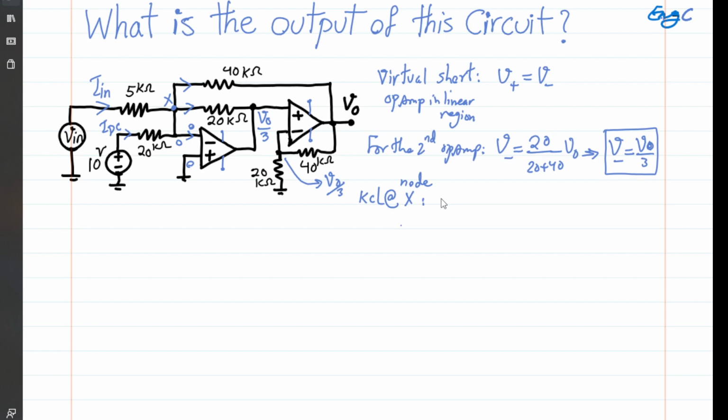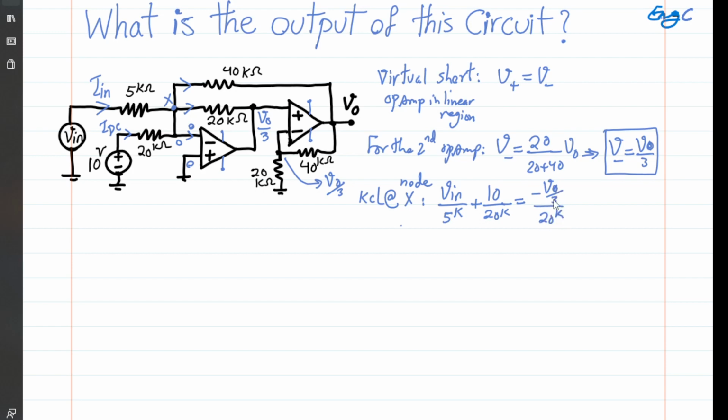For I in, I'm going to write V in minus the voltage at node X, which is 0 because of the virtual short for the first op amp. So V in divided by just 5K, plus we have I DC, which is 10 volt minus 0, divided by 20K. So 10 divided by 20K equals, now we have 0, the voltage at X, minus V out over 3 divided by 20K. That's the current going outward through the 20K, so it would be negative V out over 3 divided by 20K.